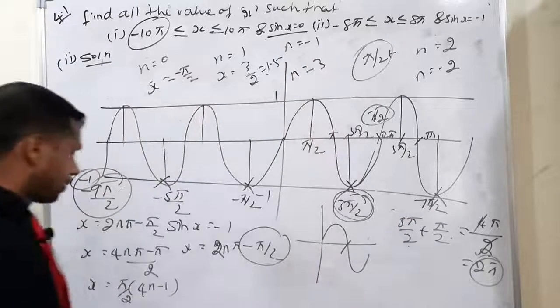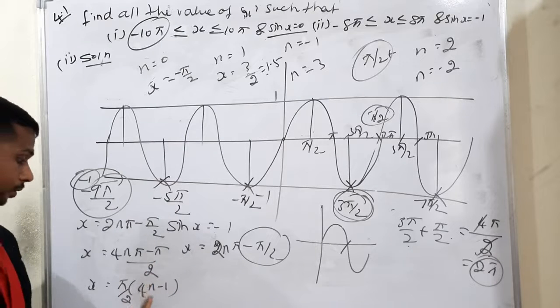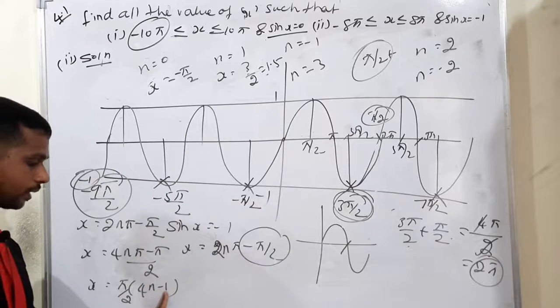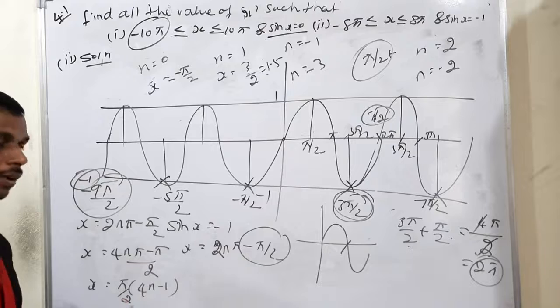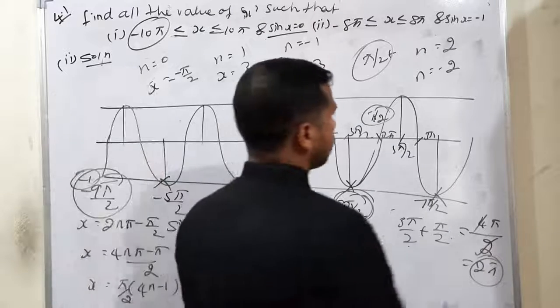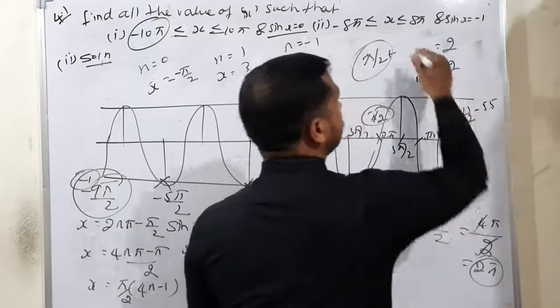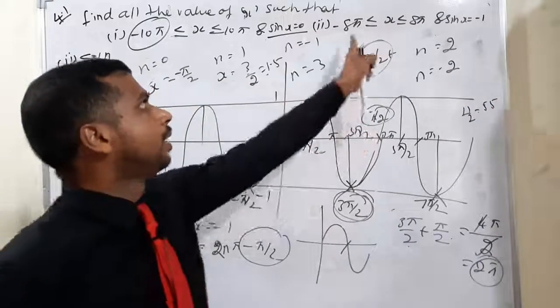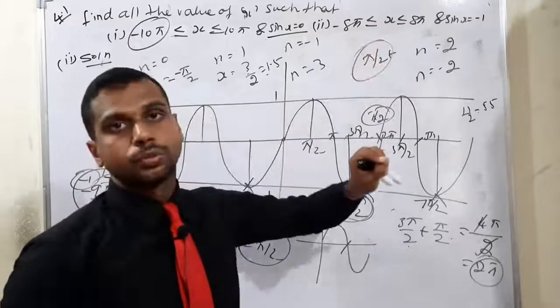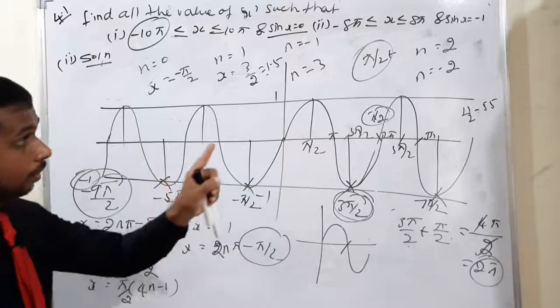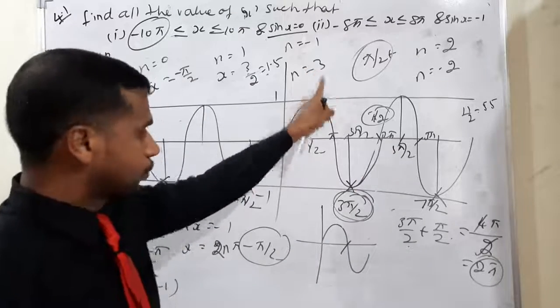Next case also 7 pi by 2, look at there, n is equal to positive 3. n is equal to positive 3 means 3 into 4 is 12, 12 minus 1 is equal to 11. So 11 pi by 2. 11 pi by 2 means approximately 5.5 pi. It's one of the values in the interval, no, minus 8 pi to positive 8 pi. So all 3 are suitable cases.